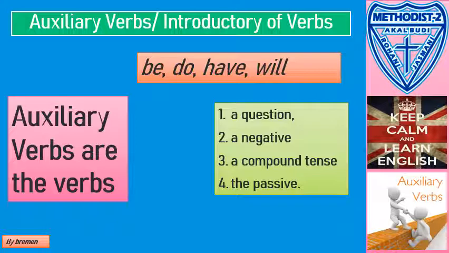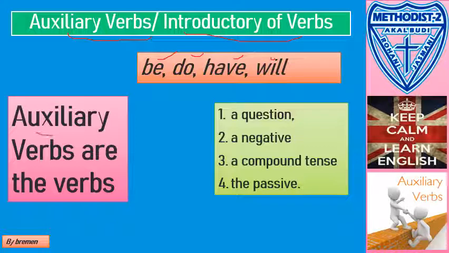The problem for students is they need to know the combinations of the subjects and predicates, because if they fail to understand, it is useless. And now we discuss the auxiliary verbs. The first thing to know is that the auxiliary verbs, or what some people call introductory verbs, are be, do, have, and will, with their own uses and functions.